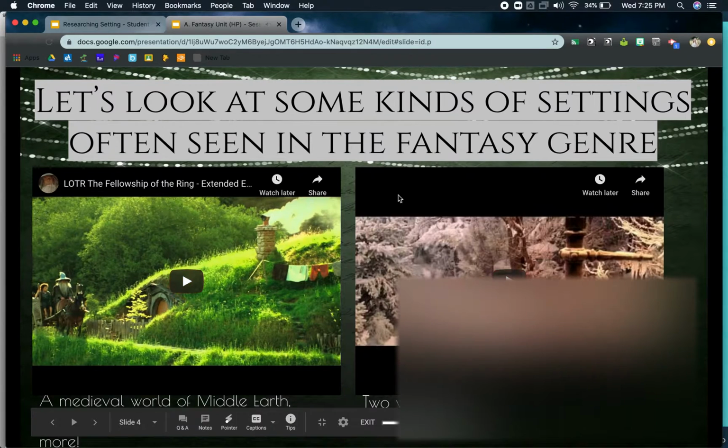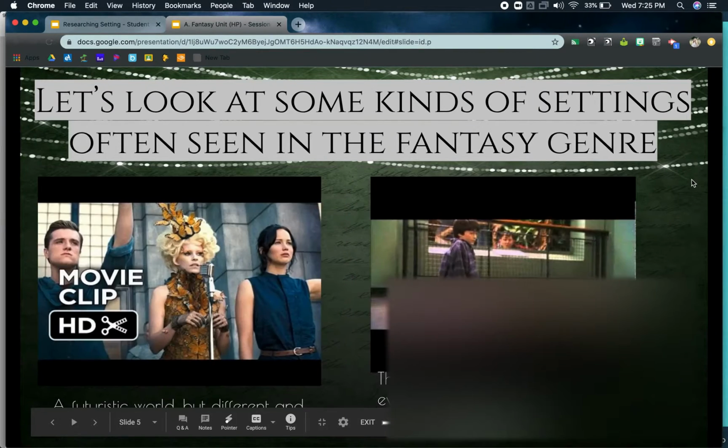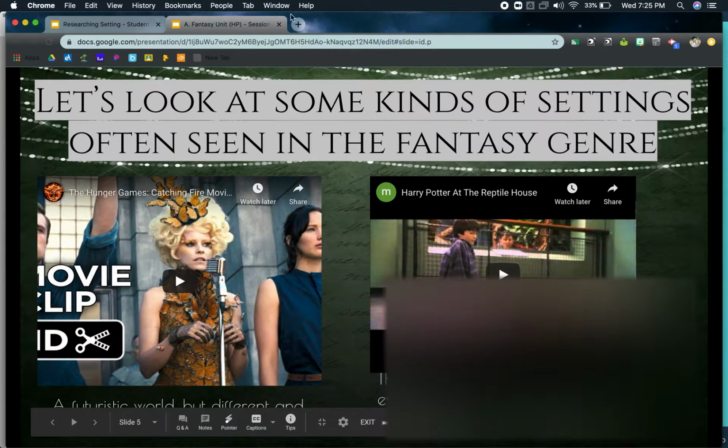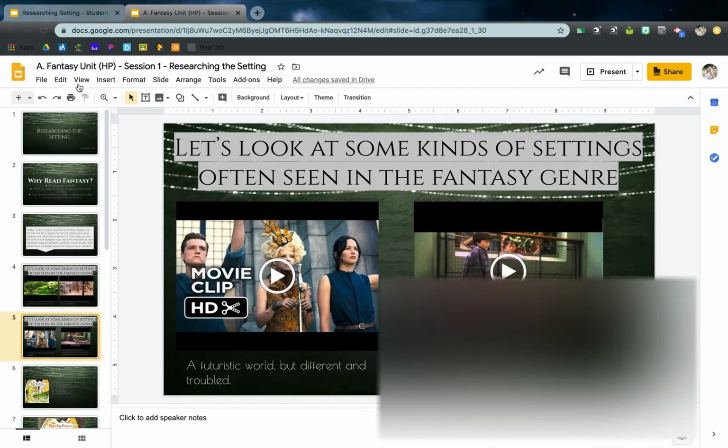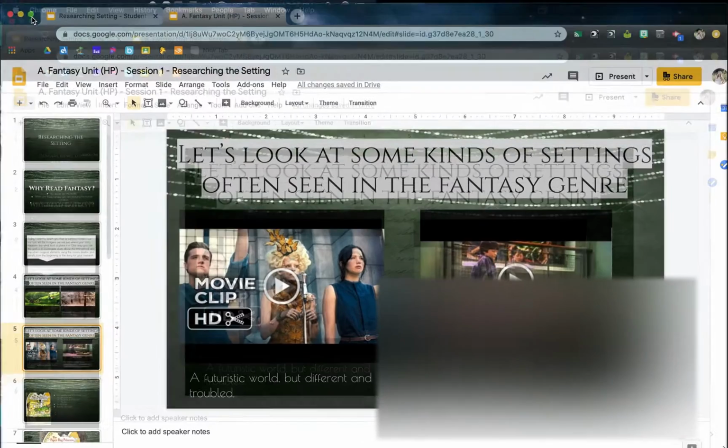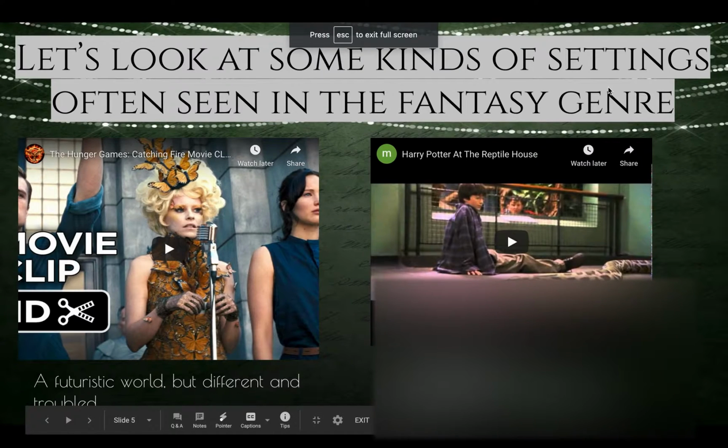Okay, so in that clip, we see that Narnia and the regular world exist side by side, right? Just through a wardrobe. That's from The Lion, the Witch, and the Wardrobe, the Chronicles of Narnia. And sometimes you'll see that in fantasy as well. You might also see a futuristic world. Let me. Hang on. I'm going to shrink this and then make it bigger again. So you might also see a futuristic world where it's different, but it can be troubled. And this is like Hunger Games. So let's go ahead and check this one out.